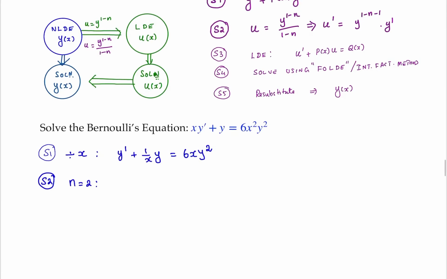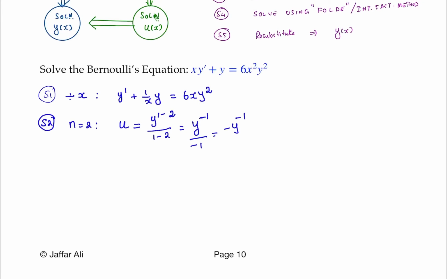So therefore my substitution is going to be u is equal to y to the 1 minus n over 1 minus n, and here my n is equal to 2, so this is y to the 1 minus 2, which is y to the negative 1 over negative 1, which is negative y to the negative 1. And then let me figure out my u prime. As you all know, negative times negative is positive, y to the negative 2 by the chain rule times the y prime, right?